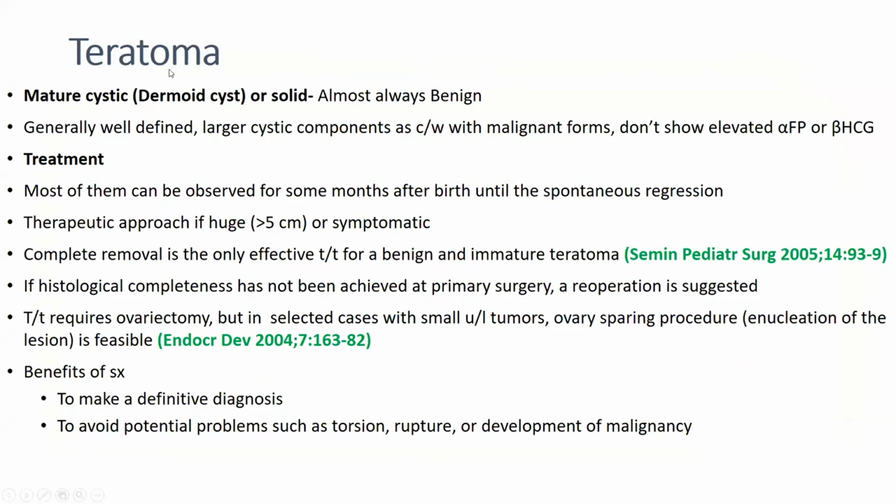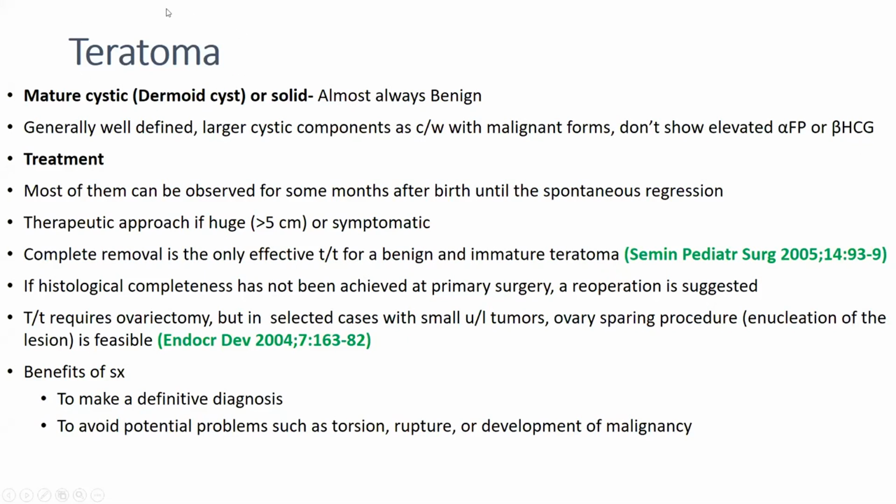So next is teratoma. Teratoma is a tumor which is comprised of ectodermal, endodermal, and mesodermal tissue. It can be mature or immature. Mature teratoma is usually benign, and mature cystic teratoma is also known as dermoid cyst. So generally, mature teratoma tumors are well defined, and they have larger cystic component as compared to the malignant. It does not generally show elevated alpha-fetoprotein or beta-hCG activity.